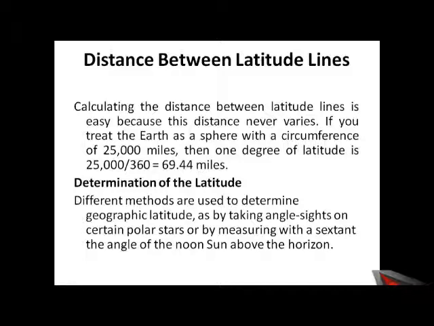Determination of latitude has different methods: the geographical latitude by taking angle sights on the pole star, as we just talked about, or by measuring with a sextant instrument. These are all the details regarding latitude.